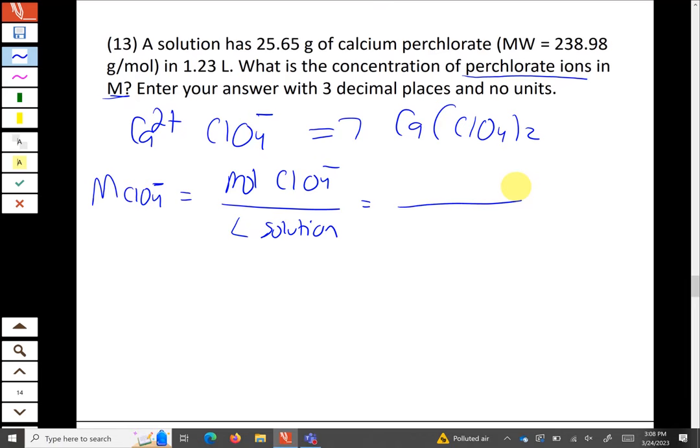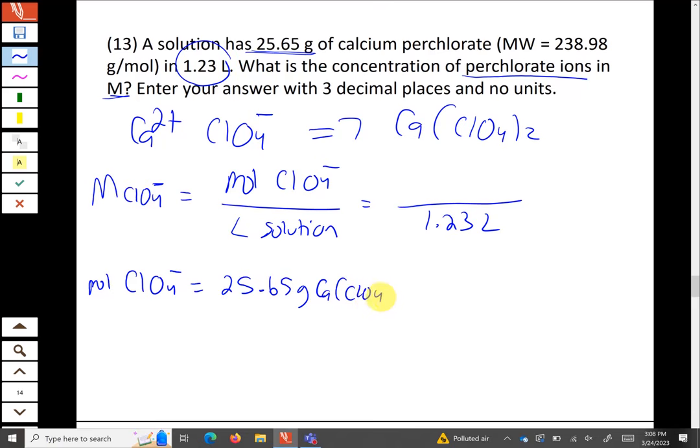So what we're given in the problem is the volume already. We have the volume in liters, 1.23, so we don't have to do anything to get that. But we have to do some conversions to figure out how many moles of perchlorate are in this amount of the calcium perchlorate that we dissolved. So it's going to be a series of conversions starting with that given mass of compound. We'll convert that to moles first. When in doubt, convert to moles. It never hurts to do that. So convert that to moles by dividing by its molar mass, which is 238.98.